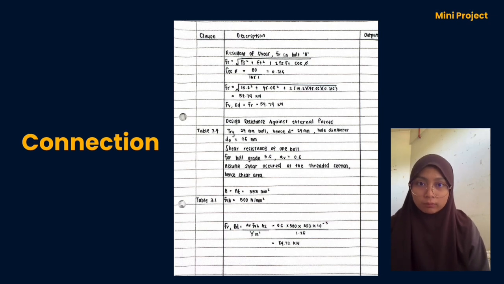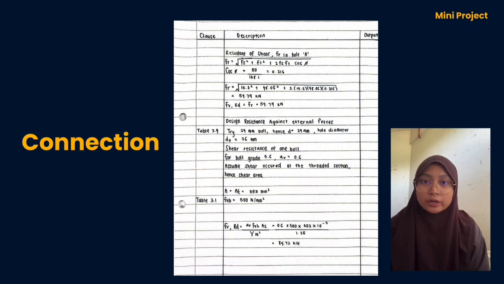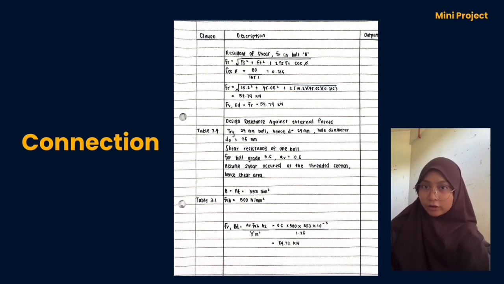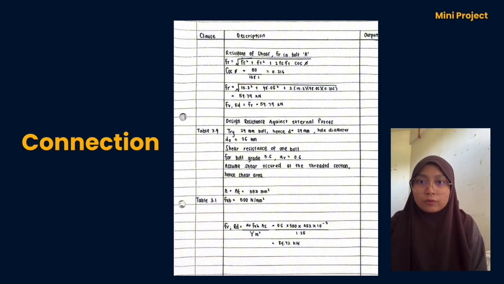Now we check if the bolt can resist the shear. Using the code, bolt diameter equals 24mm, threaded shear area is equal to 353 square millimeters. Then fub equals 500 and gamma M2 equals 1.25. Then FvRd is equal to 84.72 kN. So the bolt shear resistance is adequate.